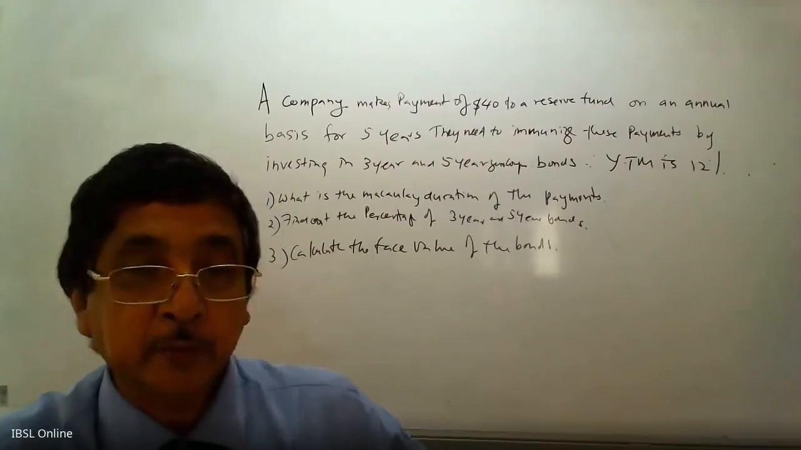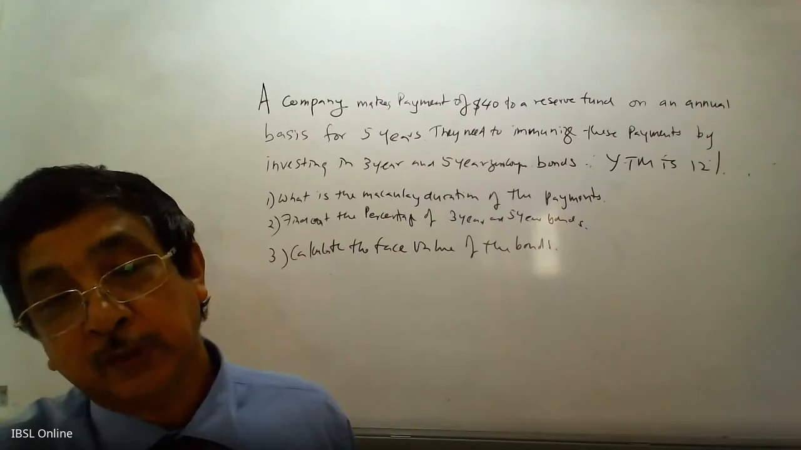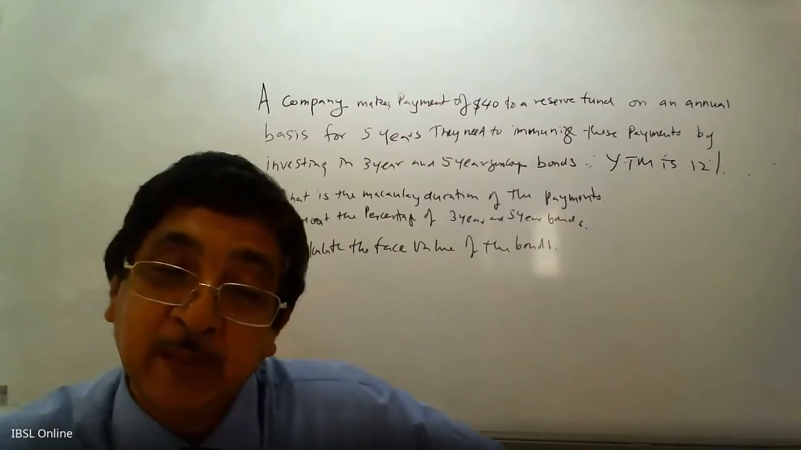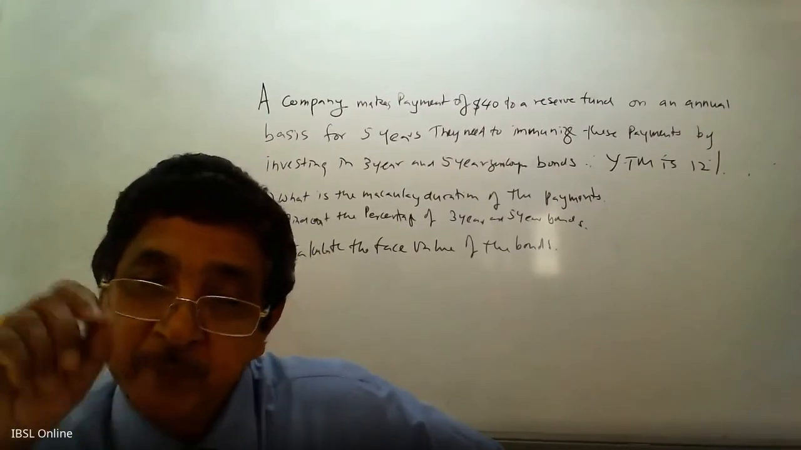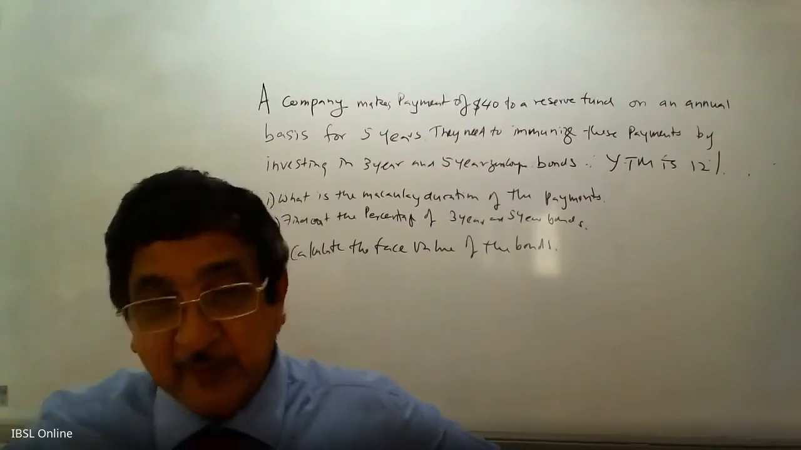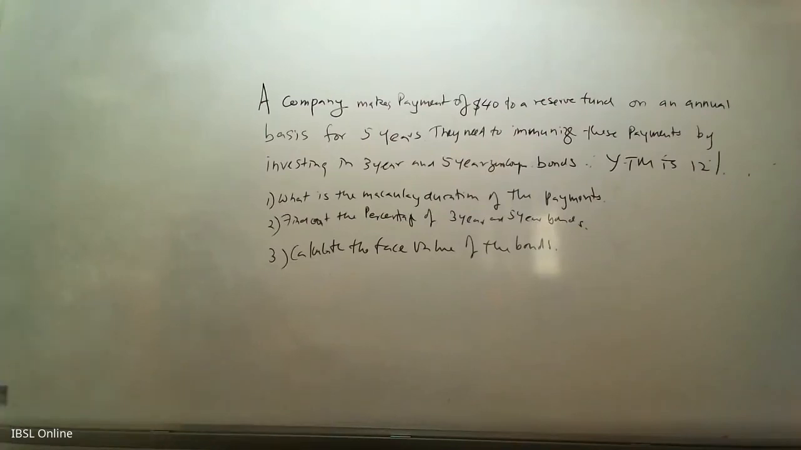Right. Now you have an exercise on portfolio immunization, and this is another possible problem which you might get in your examination. So I will read it for you. A company makes payment of $40 to a reserve fund on an annual basis for 5 years. They need to immunize these payments by investing into 3-year and 5-year zero coupon bonds.